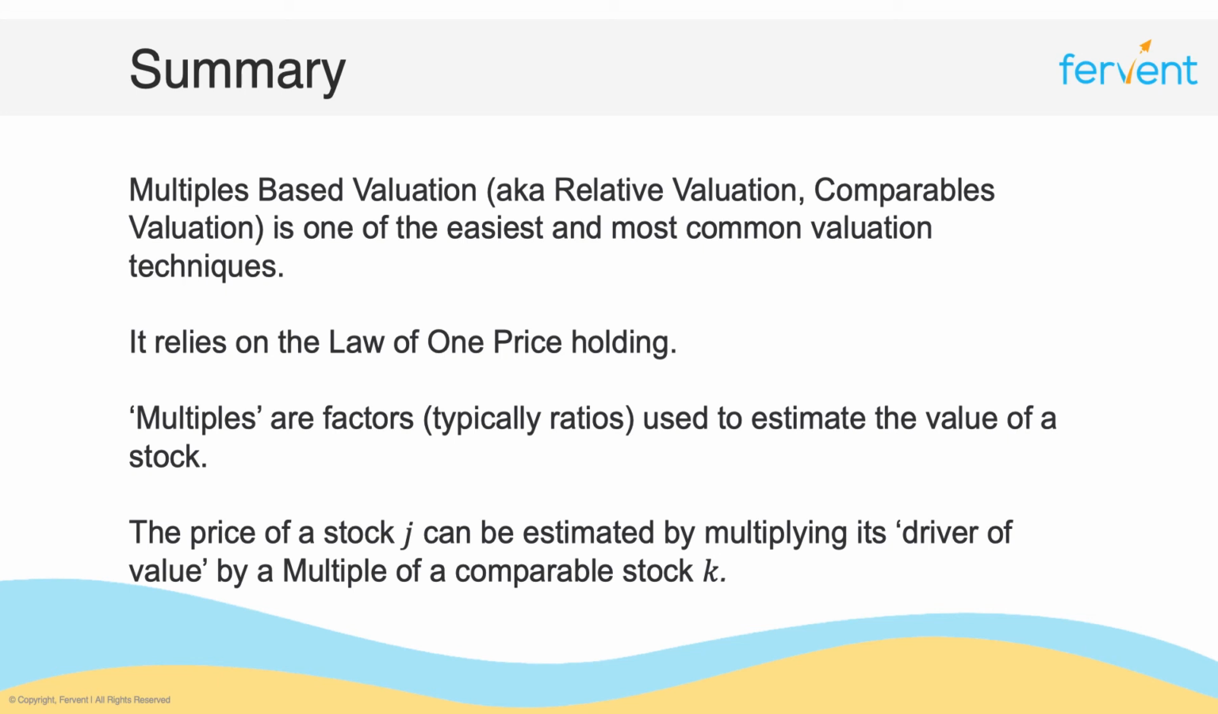Furthermore, we learnt that multiples are essentially factors, or typically ratios, which we use to estimate the value of a stock by essentially rearranging it to obtain an expression for the price. So in a nutshell, we can estimate the price of a stock J by multiplying its driver of value by a multiple of a comparable stock K.